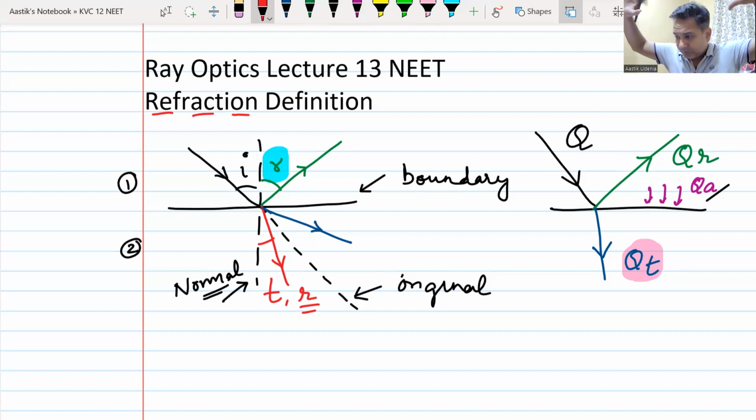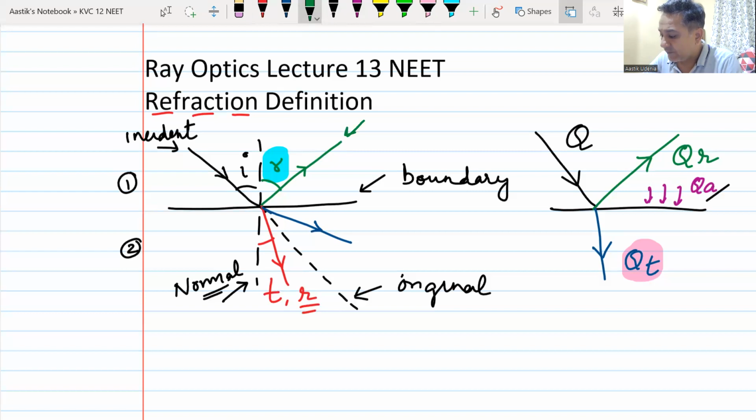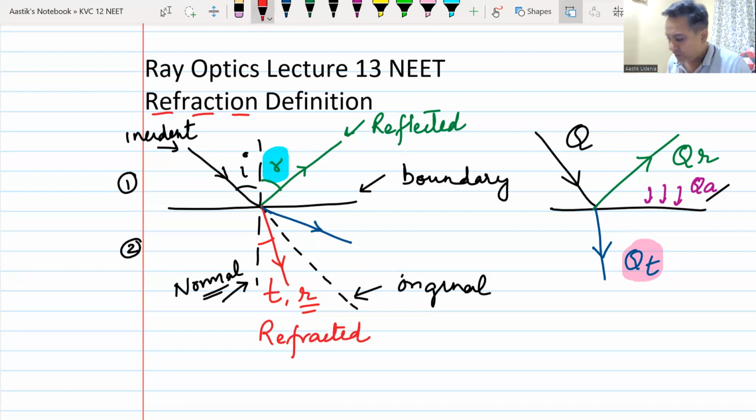Yes, sir. So here what all things do we know? This is our incident ray. This is our reflected ray. We have already dealt with reflection. And this red one is bending towards the normal. This blue one is bending away from the normal. This is my refracted ray. This phenomenon of bending of light rays when it travels from one medium to the other medium is known as refraction. Now the point is, why does refraction happen?